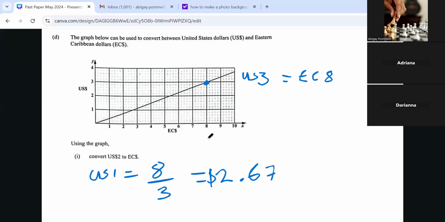So what we're going to do here now for the $2, multiply the number we get for $1 by 2. So 2.7 times 2. I'm going to use our calculators again. We're going to multiply by 2. And we get $5.34. And that's the answer there.